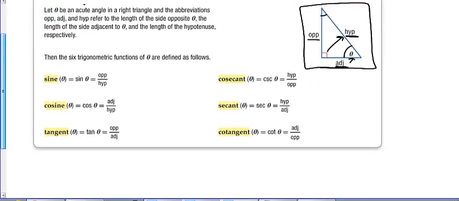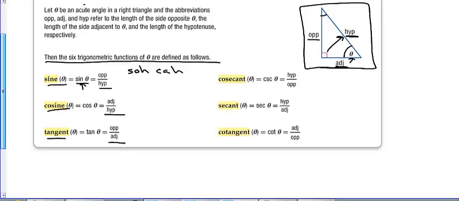When we have a triangle set up in this fashion, then the 6 trigonometric functions of theta are defined as follows. The sine, which is abbreviated sin, and we still say it's sine, is opposite over hypotenuse. Cosine is adjacent over hypotenuse, and tangent is opposite over adjacent. It's the old SOHCAHTOA, and I'm sure you've heard of that before, especially in geometry.